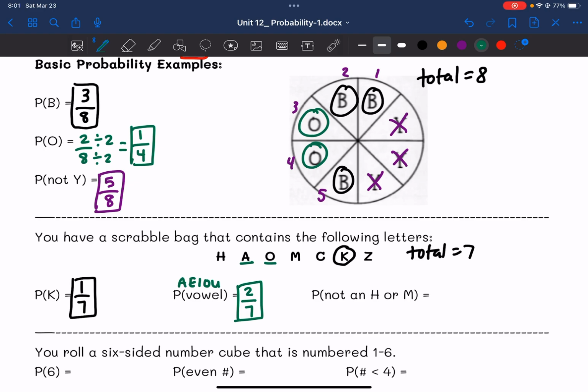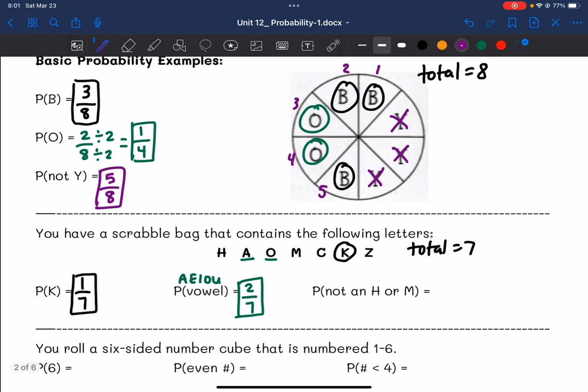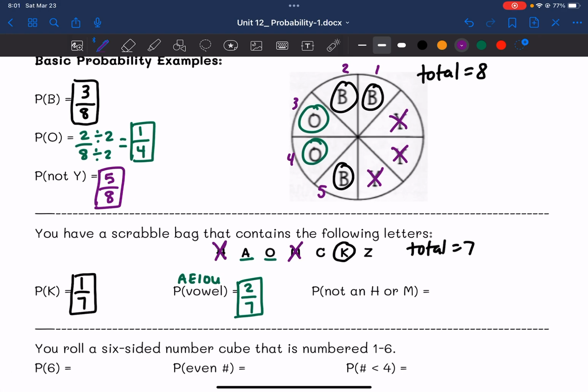Now let's look at the next one. The next one is the probability of not an H or M. So that means I'm going to cross off M, I'm going to cross off H, and I'm going to count the ones that are left. There's 1, 2, 3, 4, 5. Okay, so there is 5 out of 7. And again, I cannot simplify this any further. It is done. So the fraction is 5/7.